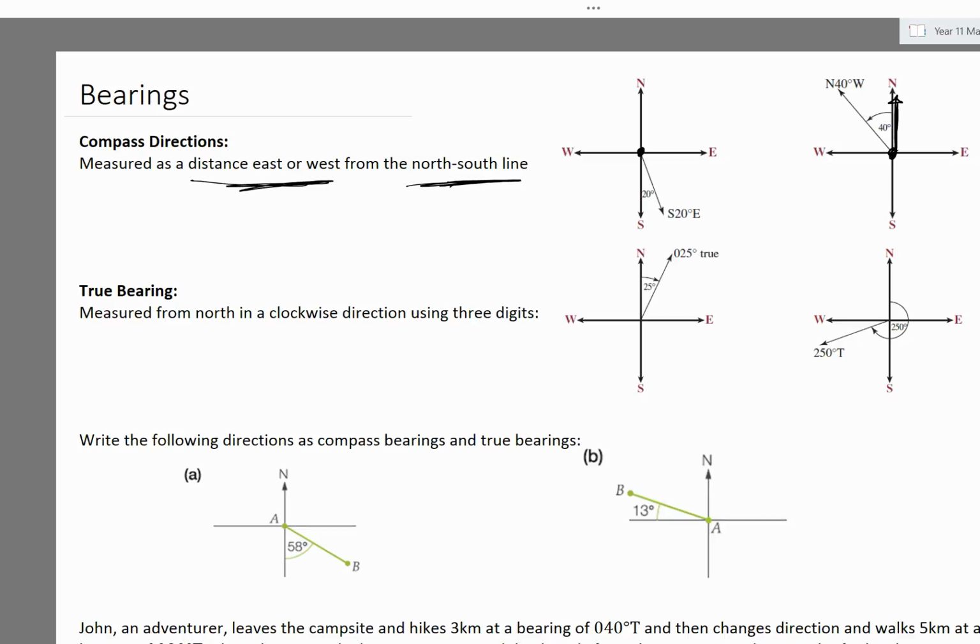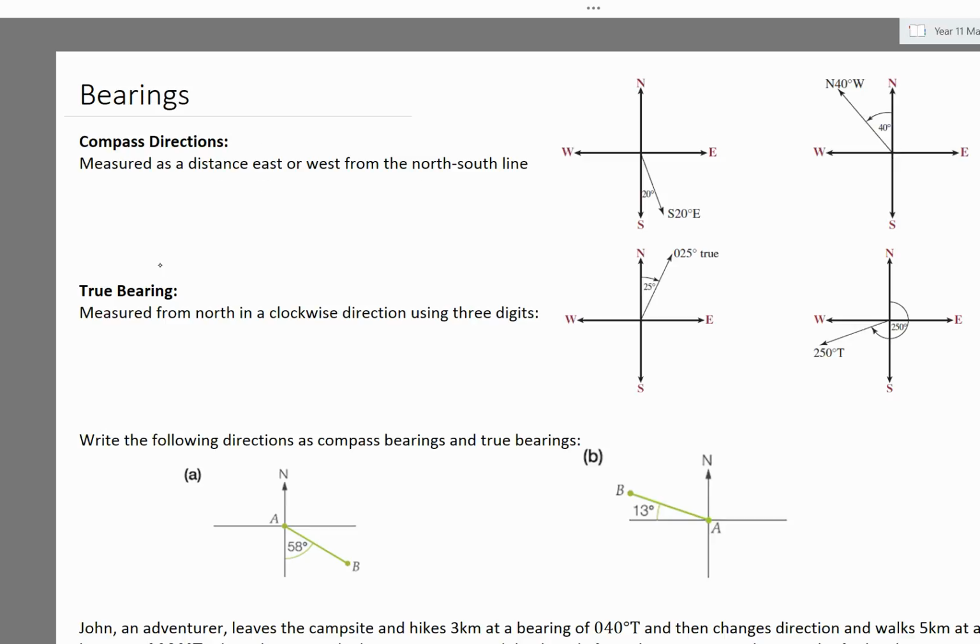Okay, the temptation for some students is if you have a direction out here somewhere and this is 40 degrees, they'll want to call this east 40 degrees north. Okay, can't do that. Okay, it always needs to start with north or south and then the angle that you're going east or west. All good?